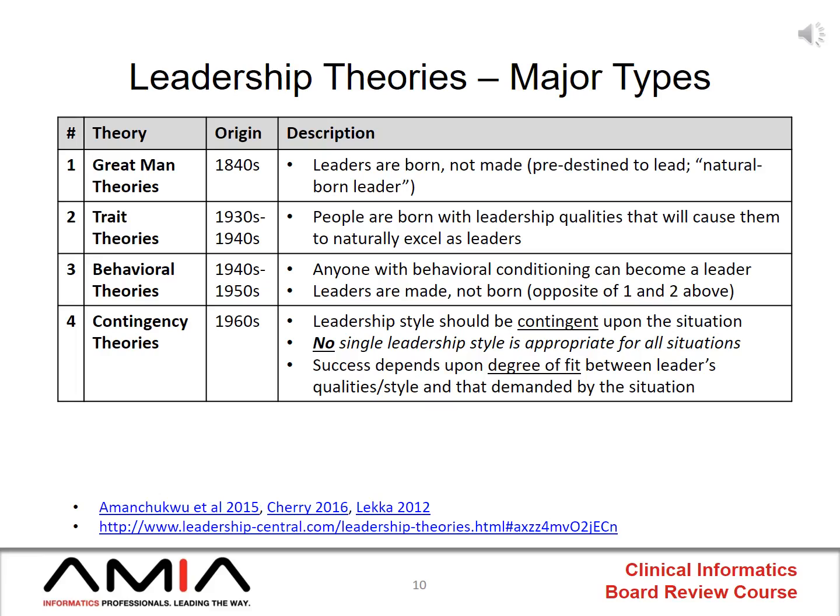Contingency theories came about in the 1960s, and here is where you start to see recognition of leadership styles and recommendations for leaders to flex their leadership style contingent upon the situation. These theories recognize that no single leadership style is appropriate for all situations, and the success of your leadership will depend upon the degree of fit between the style applied and the situation.